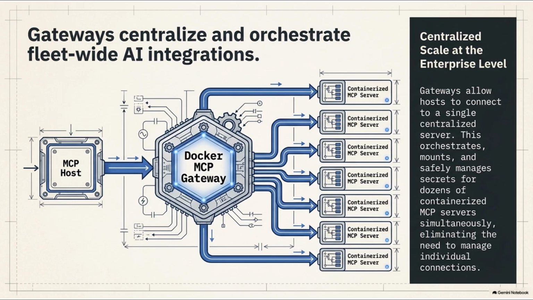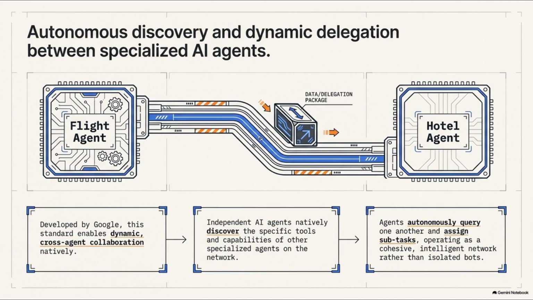This architecture allows IT and platform engineering teams to maintain centralized visibility, enforce global security policies, and manage access controls across the entire organization. Looking forward, the standardization of MCP opens the door to incredibly sophisticated multi-agent ecosystems. A prime example of this is the emerging agent-to-agent, or A2A, protocol developed by Google. While MCP standardizes how a single agent connects to tools, the open A2A standard standardizes how independent AI agents collaborate with one another. Under this model, specialized agents can autonomously query one another to discover capabilities and dynamically delegate subtasks.